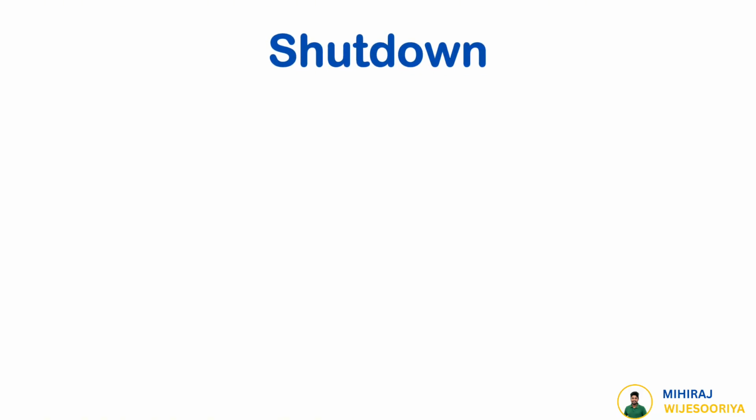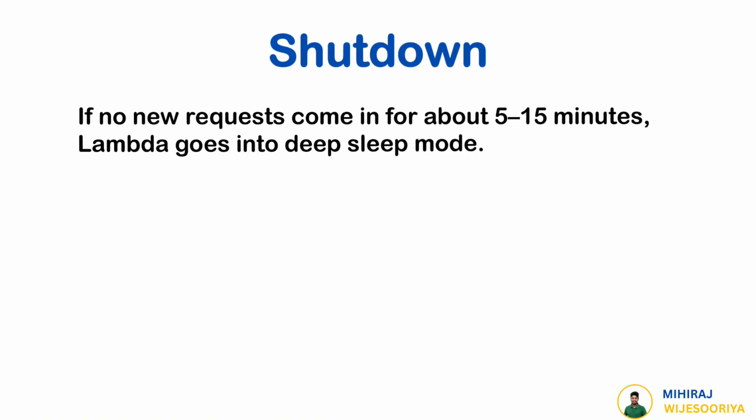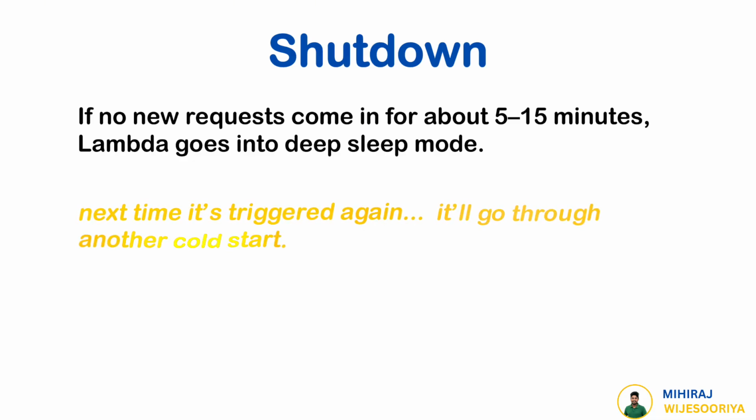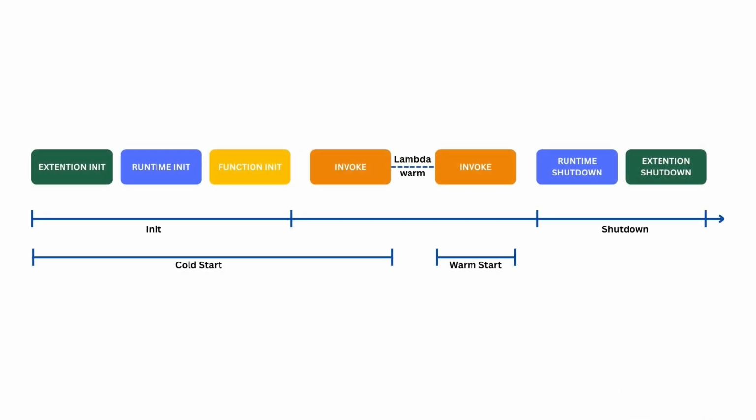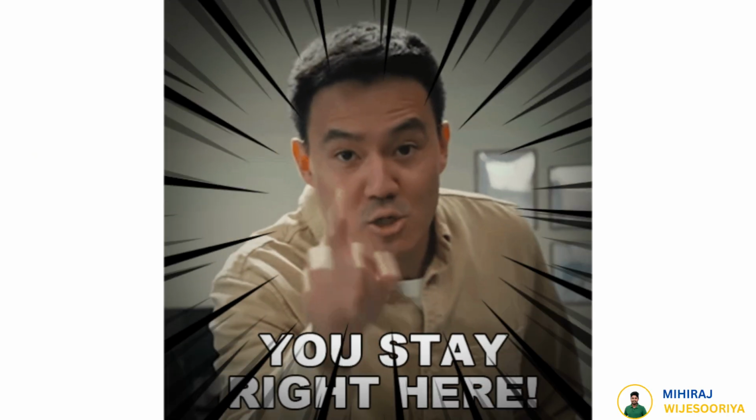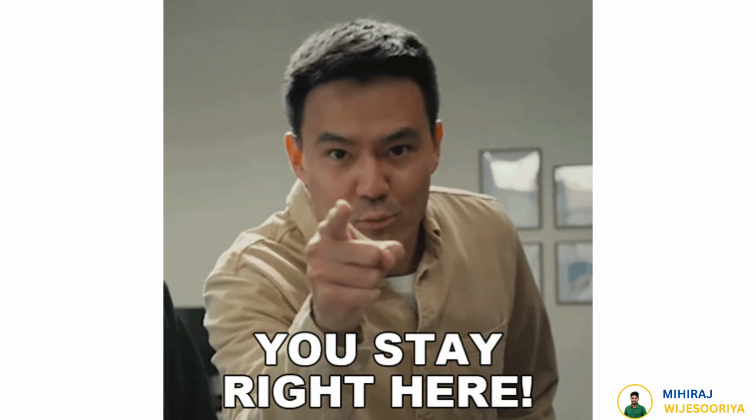Step 5, shutdown phase. If no new requests come in for about 5 to 15 minutes, Lambda goes into deep sleep mode. It freezes the container to save resources. So the next time it's triggered again, it'll go through another cold start. So that's the Lambda lifecycle in action, from sleepy to speedy, cold start to warm start, and back to nap time. In the next part, we'll create a real Lambda function together and see it in action, so don't go anywhere. Things are about to get Lambdafied.